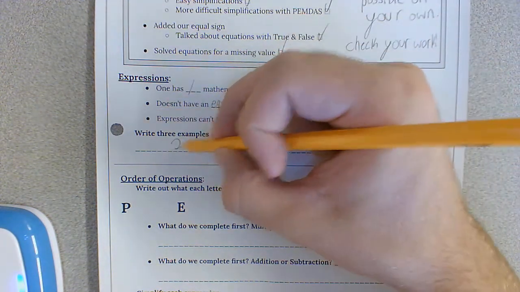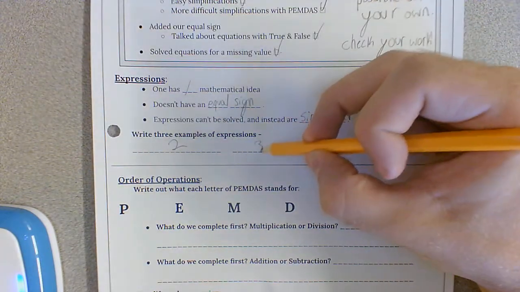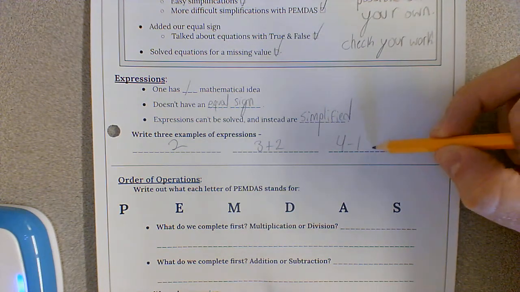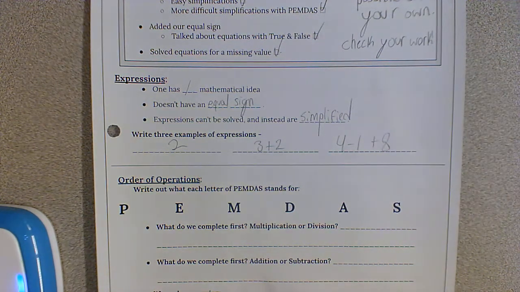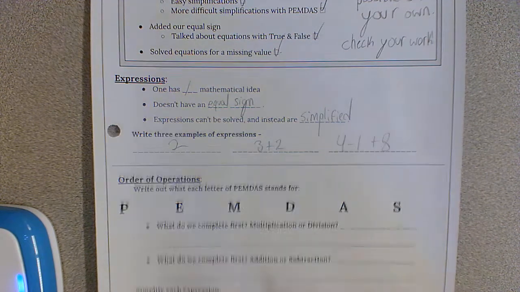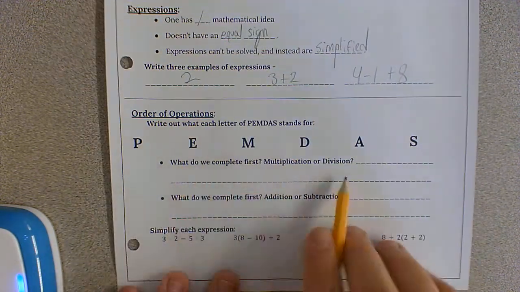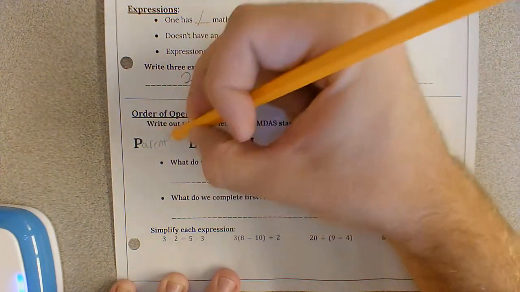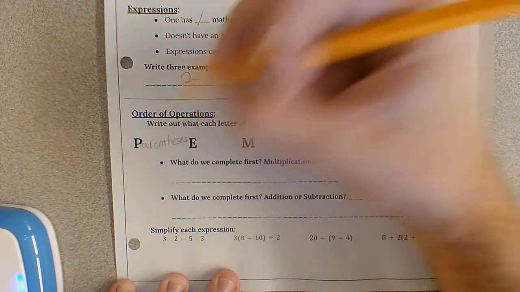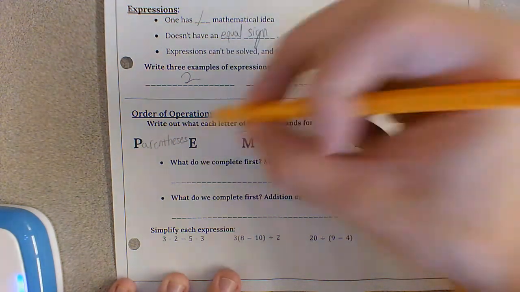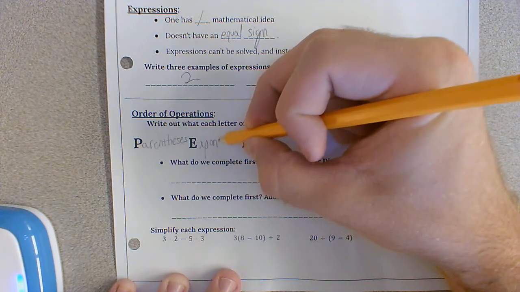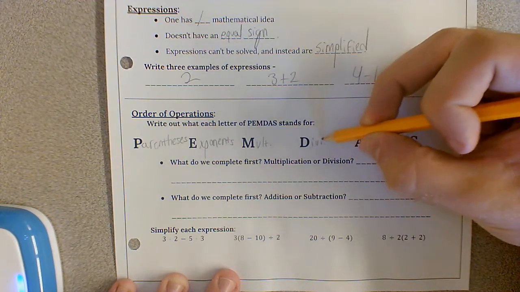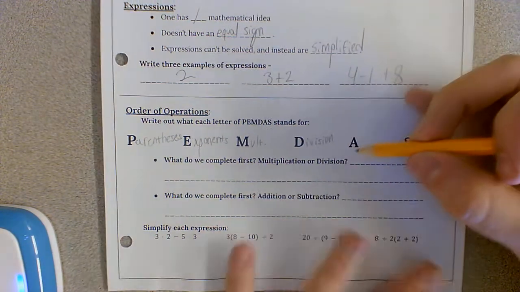I might do the number 2. I can do 3 plus 2. I can also come up with something like 4 minus 1 plus 8. Those are all expressions. Okay, moving on down to order of operations, we've got to make sure we know what PEMDAS stands for. That's going to be parentheses. It's all E's, no I's. Exponents. Multiplication and division. Addition and subtraction.